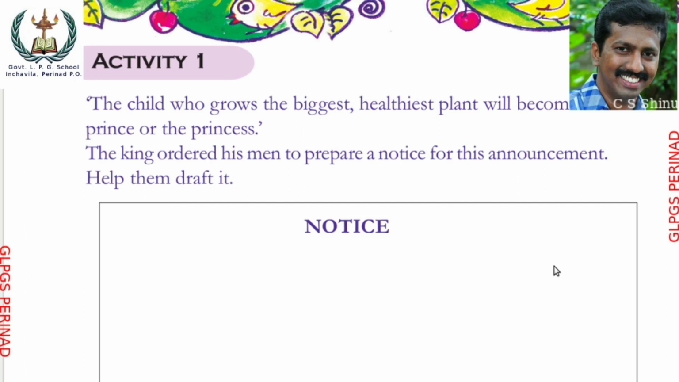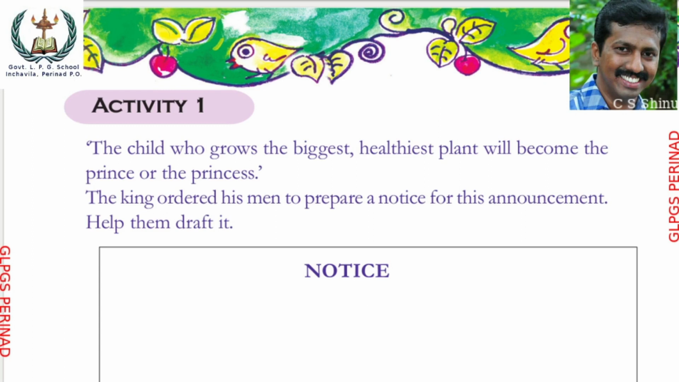Activity 1. The child who grows the biggest, healthiest plant will become the prince or the princess. The king ordered his men to prepare a notice for this announcement. Help them to draft it. So here is an activity for you.